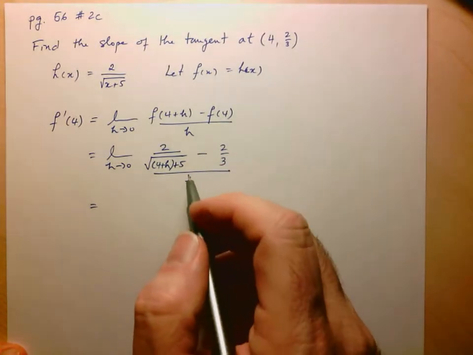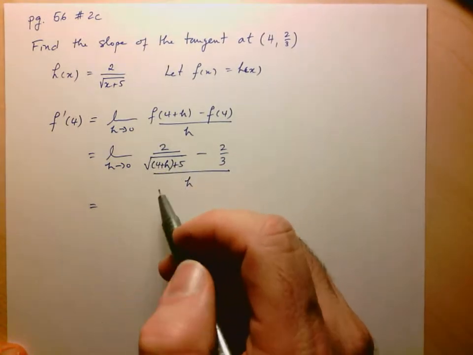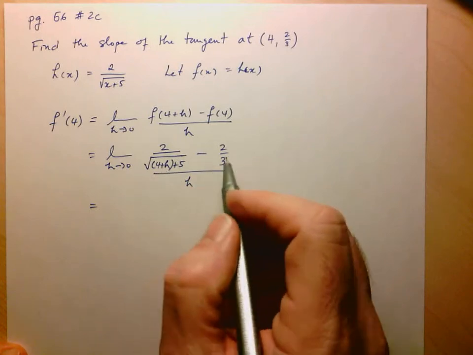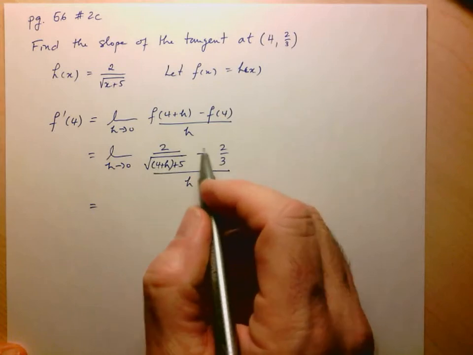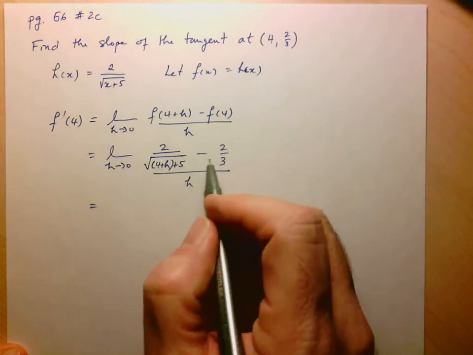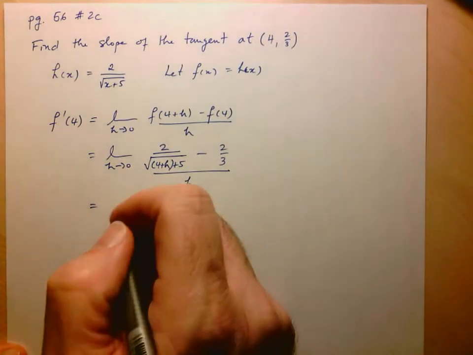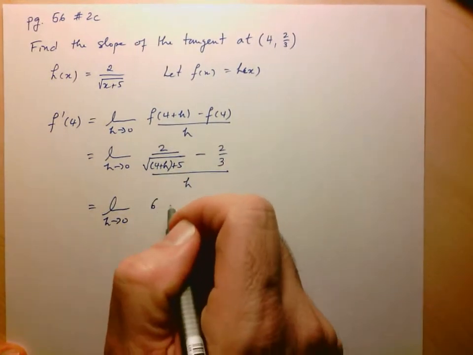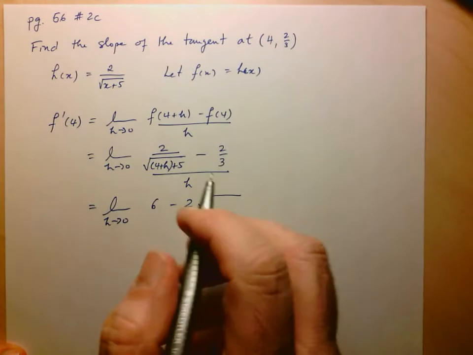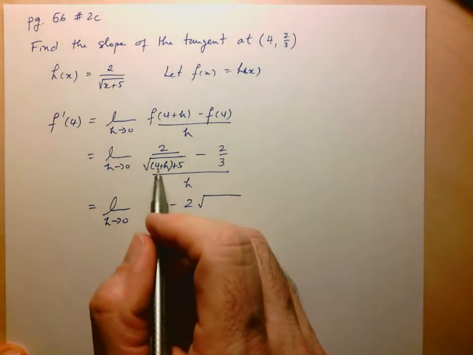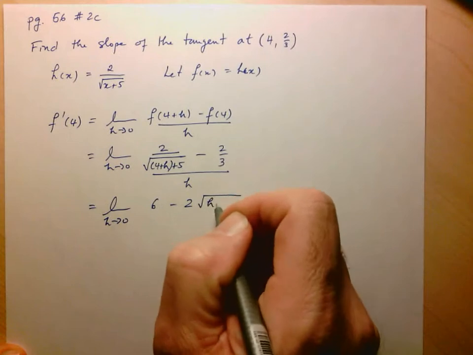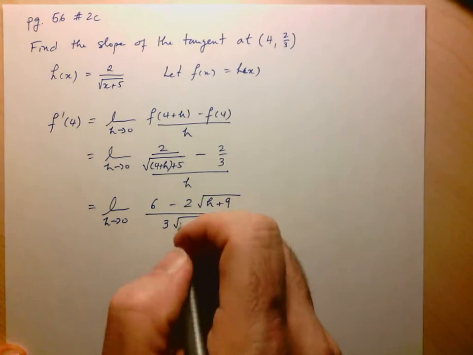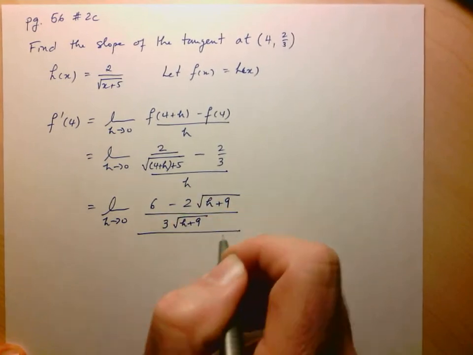As soon as I see a square root, I should be thinking of somehow using a conjugate, but I have to first start by rewriting this as a single fraction. So I'm going to subtract this using a common denominator. So we've got the limit as h approaches 0, and this just becomes 2 times 3 is 6, minus 2 times the square root of, and I'll simplify this, 4 plus 5 is 9, so h plus 9, all over 3 times the square root of h plus 9, all over h.